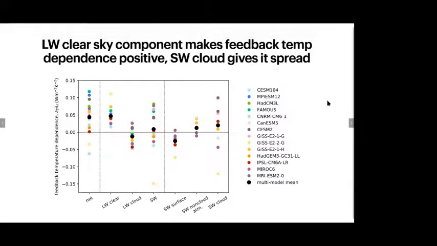So just as a first look, we can break down this feedback temperature dependence between different fluxes, and it seems like it's really the long wave clear sky feedback that's the most responsible. And so in particular, the water vapor feedback seems to give you basically a positive feedback temperature dependence. Excuse me, the long wave clear sky feedback has a positive temperature dependent component for all models, whereas all the other terms on average it's 0. And so the spread seems to come from shortwave clouds, much like the normal feedback, but for the reason that it seems to be positive for all models seems to come from the water vapor feedback.